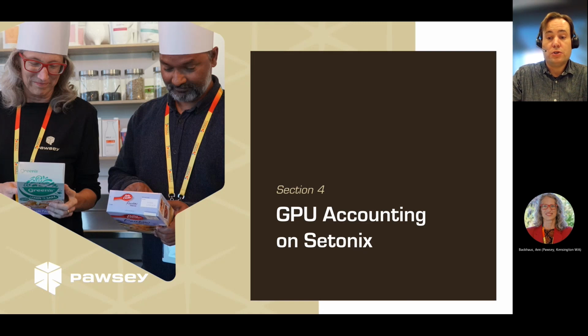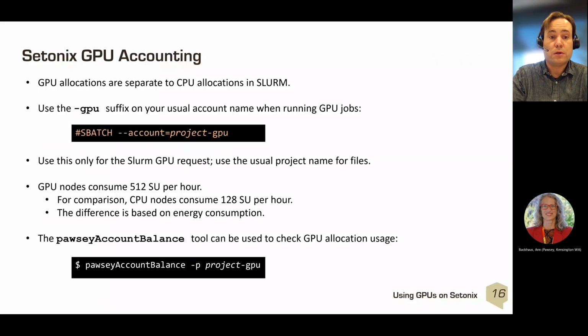So for the GPU accounting on Setonix, the GPU allocations are separate to the CPU allocations in Slurm. And so because of this, when you are running GPU jobs in your Slurm batch script, you'll need to use your project ID with the -GPU suffix. This will only be for the Slurm GPU requests, when you're asking for time in your job script. In terms of your files on the file system, they'll all still be in your standard project allocation.